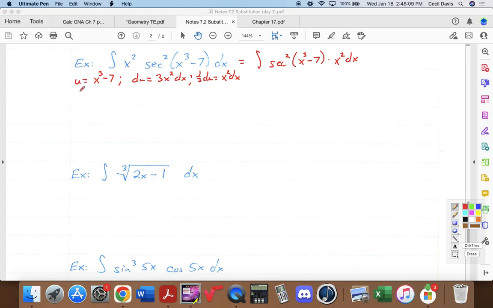So now I'll have the integral of secant squared of u times, it's 1/3 du, but I'll factor the 1/3 out so that it's not cluttering up my integrand.